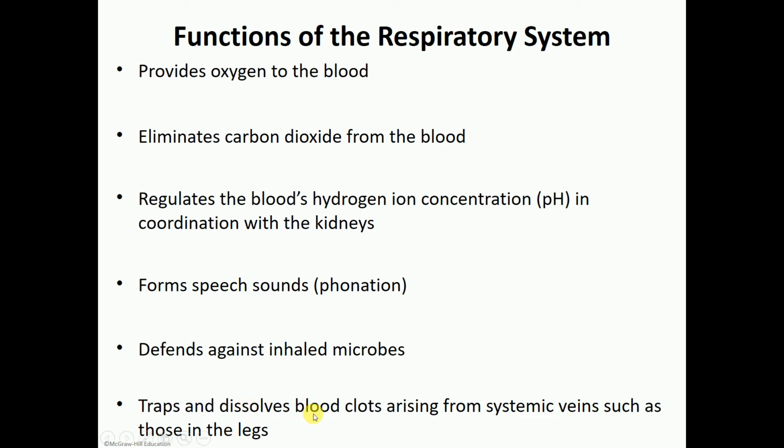So if there are blood clots found in systemic veins, for example in the legs, these clots would circulate and end up lodged in the lungs. If they're small enough, the lungs can get rid of them. It's the bigger ones that could lead to pulmonary embolism, which could potentially be fatal.